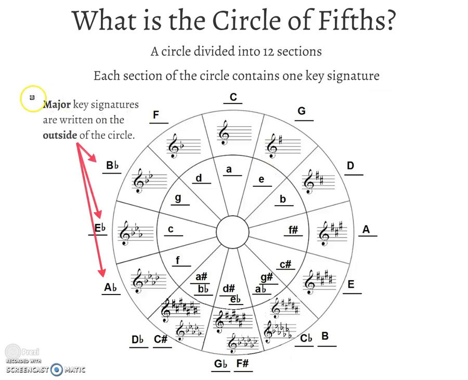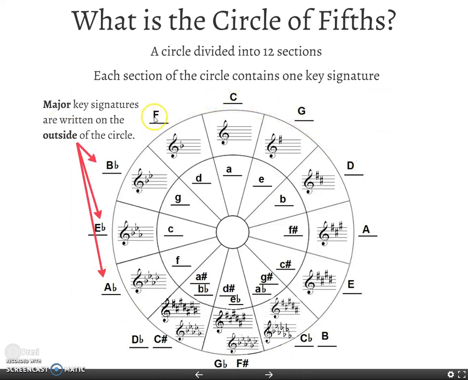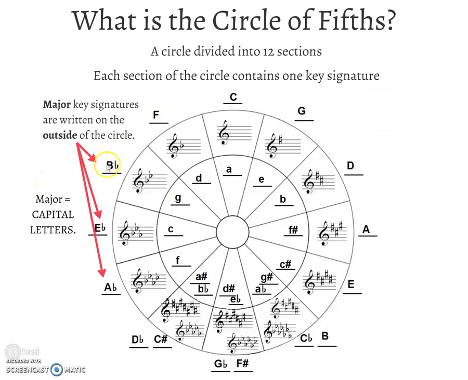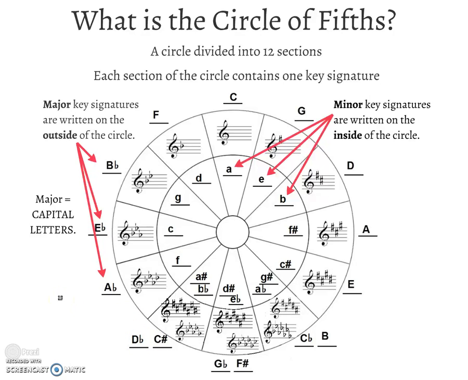The major key signature is written on the outside of the circle, and they're written with capital letters. So notice how everything on the outside is a capital letter: capital E, capital A, capital D, capital C. As you know, each key signature has a major and a minor possibility, and the inside shows the minor key signature. So minor keys are written on the inside of the circle, and they're written with a lowercase letter.